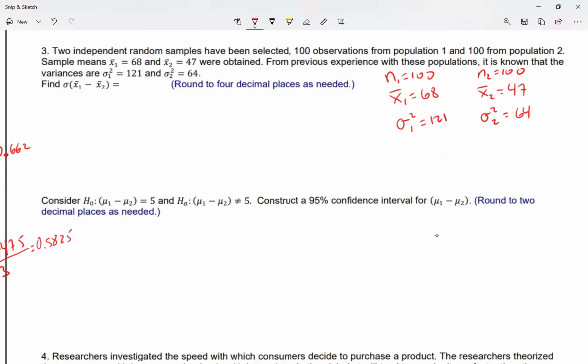Okay, so my formula, let me write this in black. My formula for the standard deviation of the difference of the means is, first, the variance of sample 1 divided by n1, plus the variance of sample 2 divided by n2, and then all of this inside the square root.